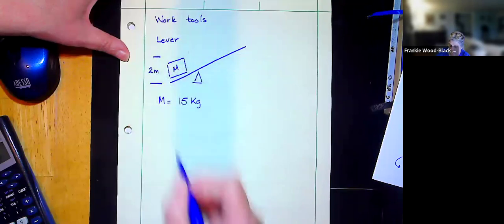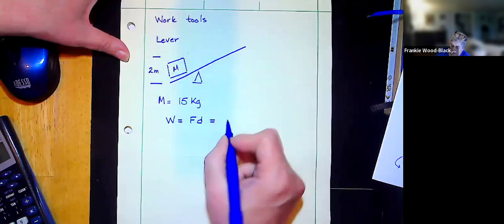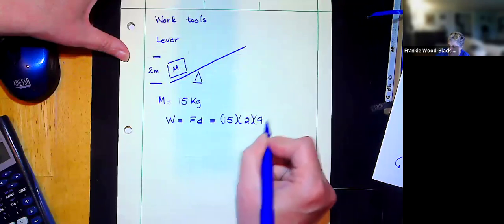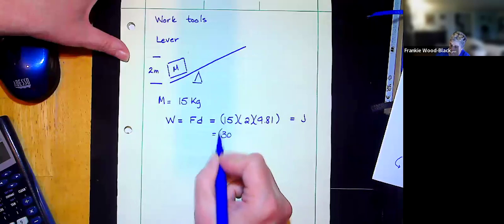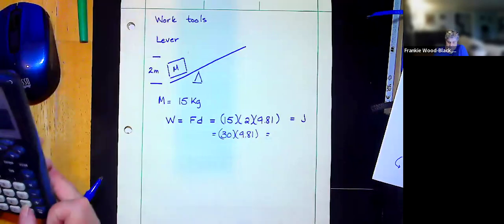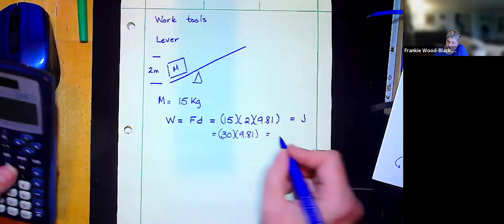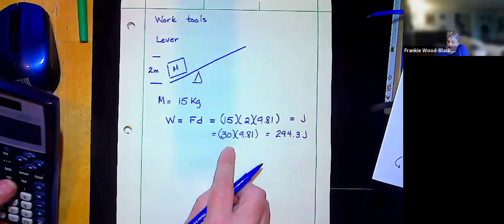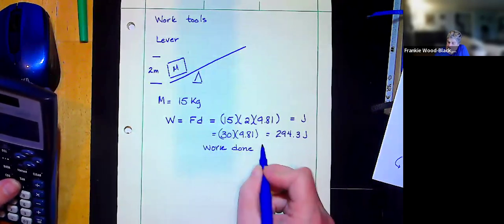2 meters. The amount of work done is going to be our force times our distance. And that's going to be our 15 kilograms times 2 times 9.81, and that'll give us joules. So we get 30 times 9.81, which gives us 294.3 joules. So that's the amount of work done to lift the box.